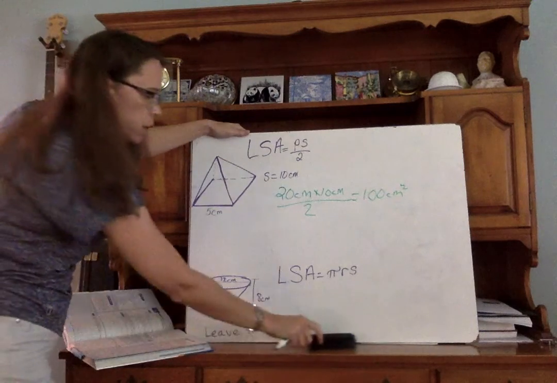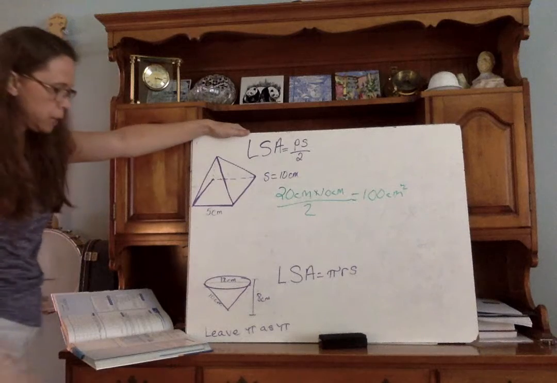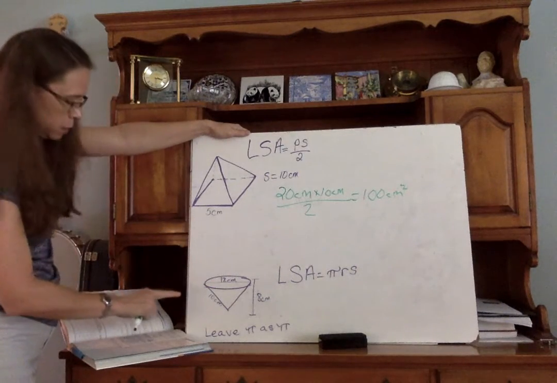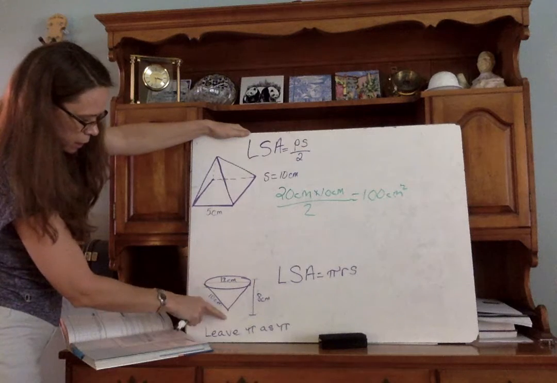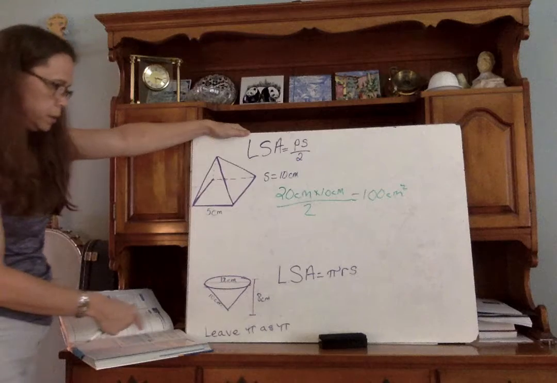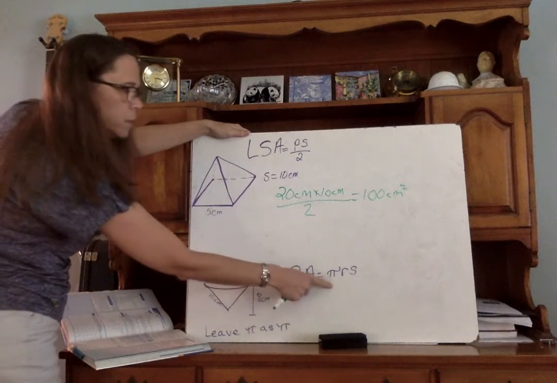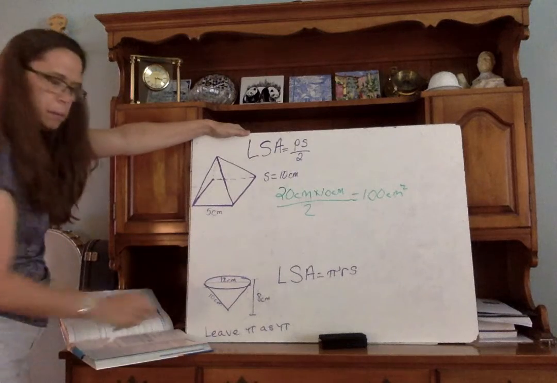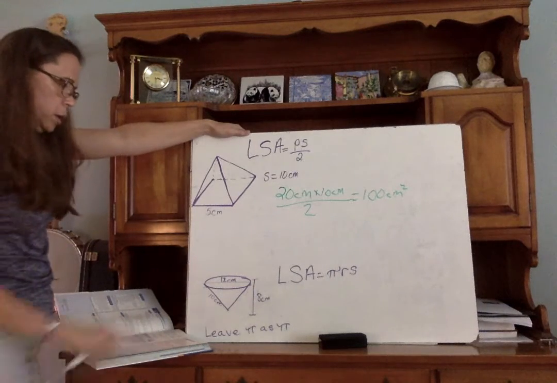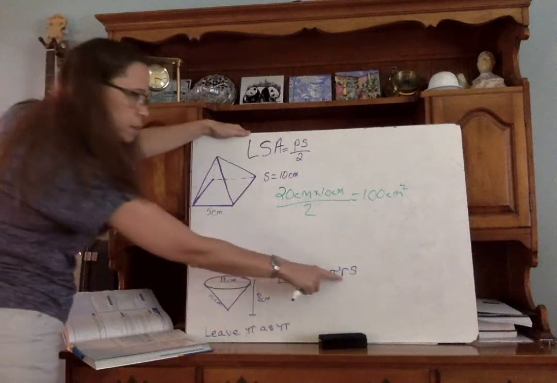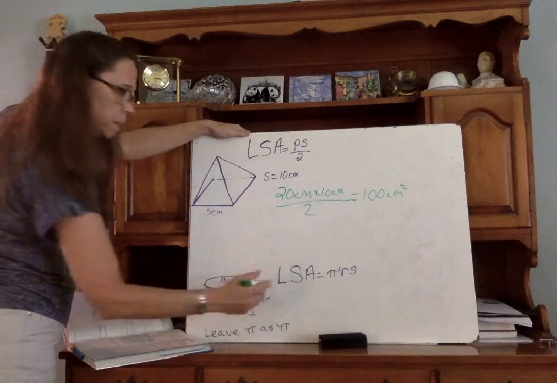So let's move down to my cone. I've got a cone here. I've said that the diameter of the base is 12 centimeters. Slant height is 10. Regular height is 8 centimeters. So we're going to use our adjusted formula, pi r s. And we're just going to leave pi as pi. If the diameter of our base is 12, r must be 6, right?